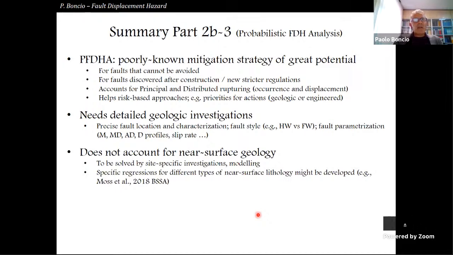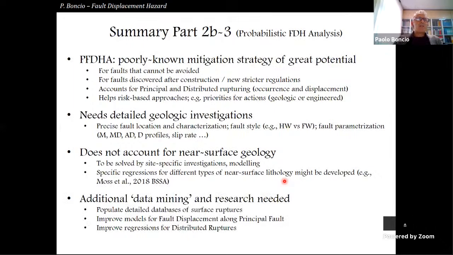It does not account for near surface geology, but specific regressions for different types of near surface lithology may be developed. There is an attempt by Moss et al. 2018 based on shear wave velocities, PS30. Additional data mining and research is needed in this field to populate the database with detailed surface rupture data to improve models for principal displacement, for displacement on the principal fault, and for displacement on distributed ruptures.